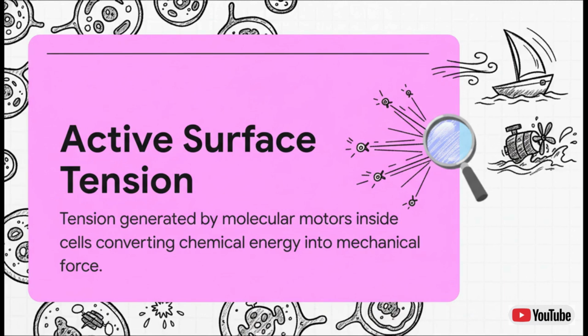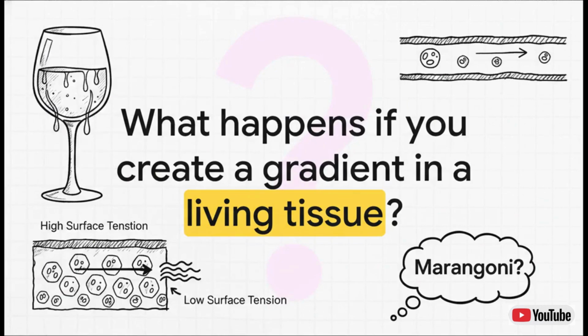Inside every one of our cells, there's a scaffold called the cytoskeleton, and all over it are these tiny molecular motors. Think of them as little engines. They burn chemical energy to actively pull on the cell surface, creating tension. It's the difference between the wind just passively pushing a sail versus an engine actively spinning a propeller. Totally different game. So this led scientists to ask a really brilliant question. What would happen if you could create a surface tension gradient in a living tissue, just like the one in the wine glass? Would you see some kind of biological Marangoni effect?